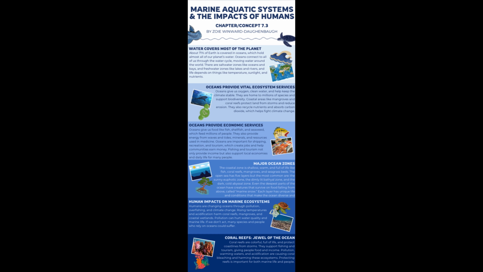So why does this matter? To wrap up my infographic, it's really about understanding how connected we are to the ocean. Even though it feels far away sometimes, especially living in the middle of Iowa, the ocean plays a huge role in our daily lives, from the weather to the food on our plates to the stability of our climate. Marine ecosystems are powerful, beautiful, and fragile. When we protect them, we're also protecting ourselves.